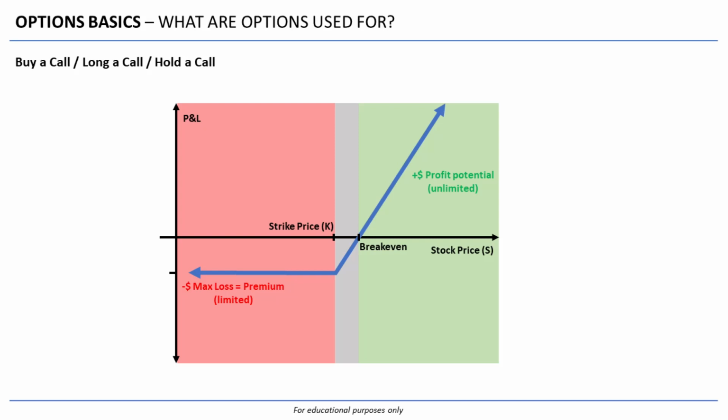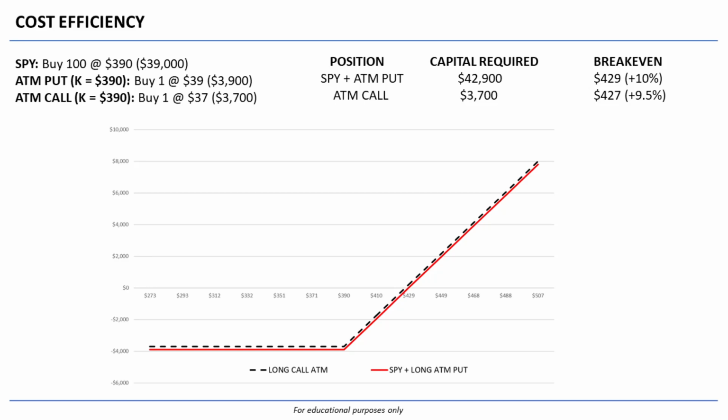Let's compare the payoff profiles at maturity of the long at the money call versus long SPY plus long an at the money put. As you can see, the P&L potential is practically identical. The biggest difference is the capital requirement. For just a fraction of the capital, we have basically the same open position. This is leverage used with prudence and moderation.